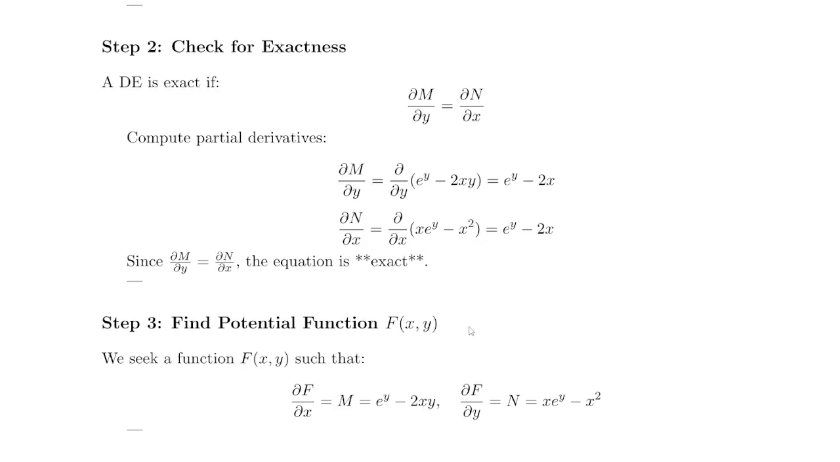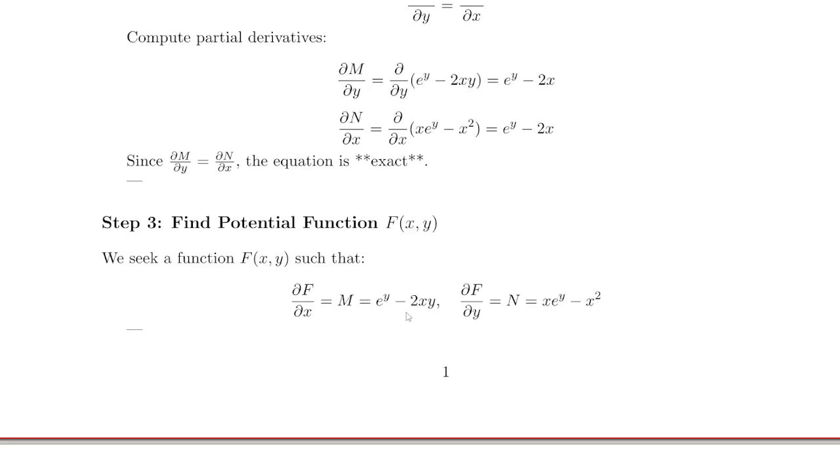The next step is to find the potential function, or capital F of x,y. So recall that M is the same thing as the partial of F with respect to x, and N is the partial of F with respect to y.